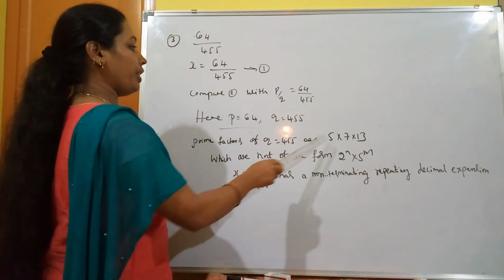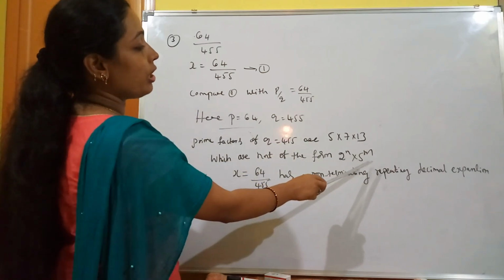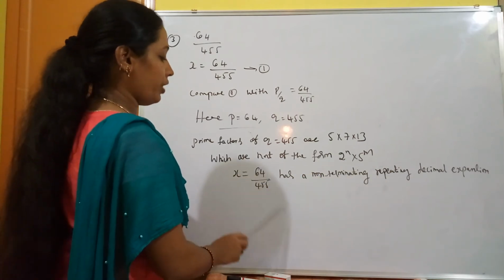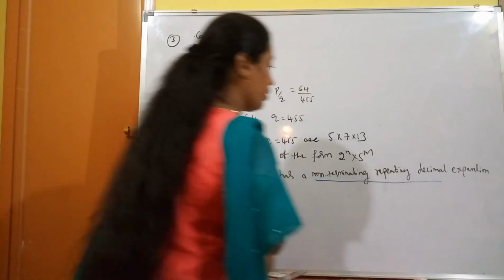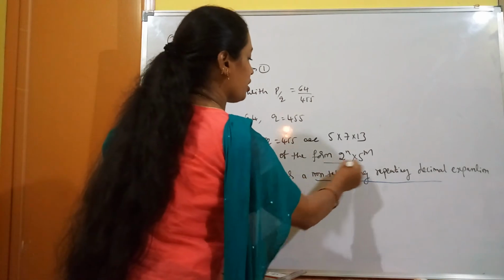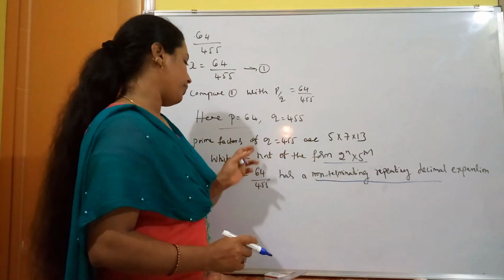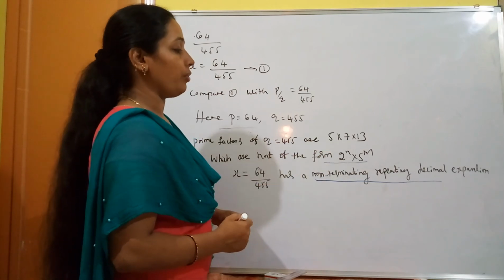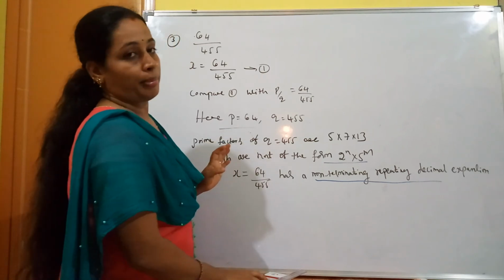The factors of 455 are 5 into 7 into 13, which are not of the form 2 power n into 5 power m. That's why x is equal to 64 by 455 is not a terminating decimal, it is a non-terminating repeating decimal expansion. Why is it a non-terminating repeating decimal expansion? If it were in the form of 2 power n into 5 power m, then we could say it is terminating. But it is not in the form of 2 power n into 5 power m. That's why it has a non-terminating repeating decimal expansion.